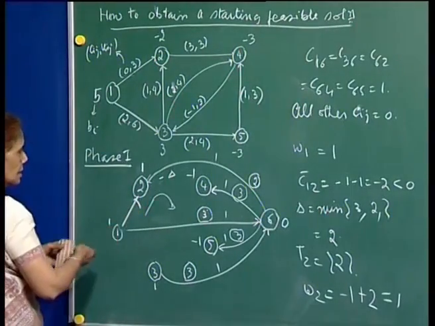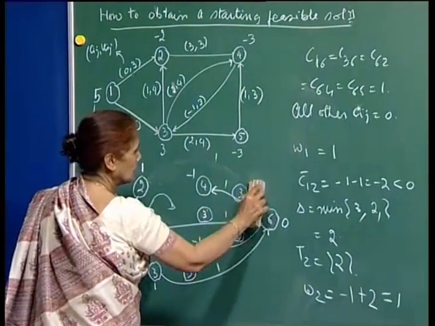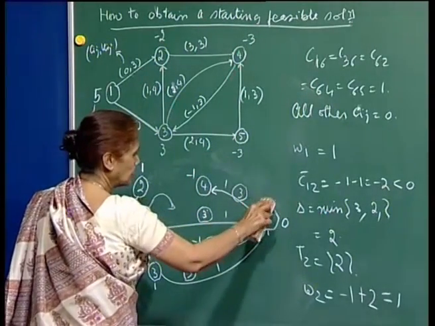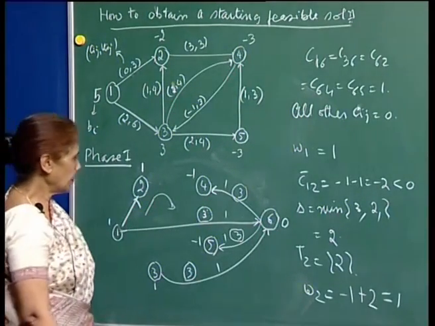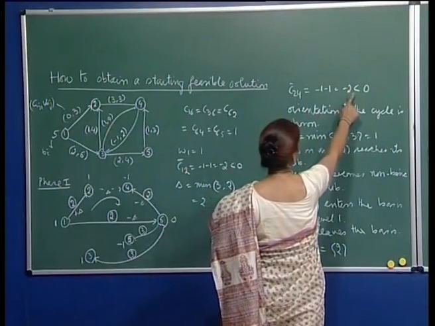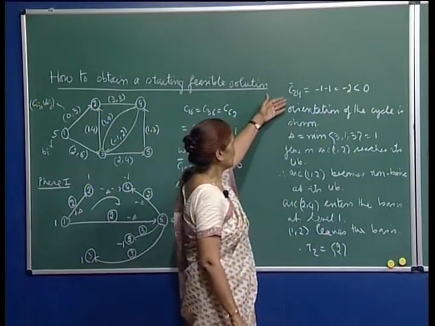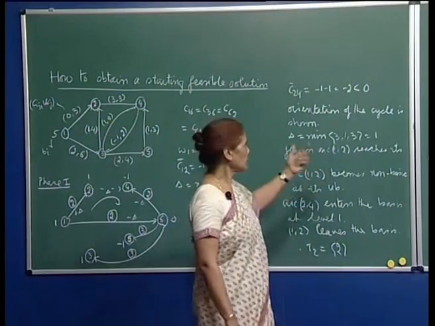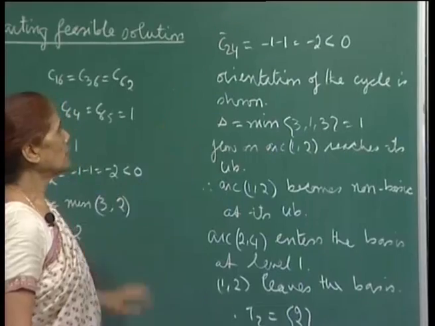So, this arc goes out of the basis, and this is your new tree. One artificial arc has left the basis. Let us compute the relative prices again. C24 bar is minus 1, so that is less than 0, minus 2 is less than 0. I will say that if this arc enters the basis, there will be an improvement in the cost, and I am taking the first arc that I get which is eligible.